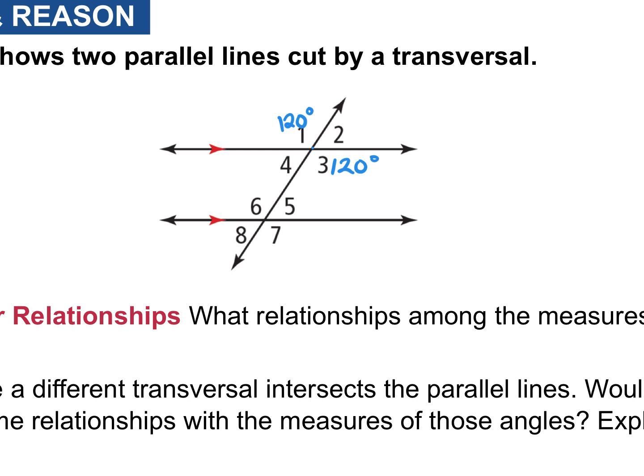Alternate exterior. What do we know about alternate exterior angles? Congruent. So this is also 120. Okay. See how we're using some of those relationships? Okay. Continue getting the last 5.